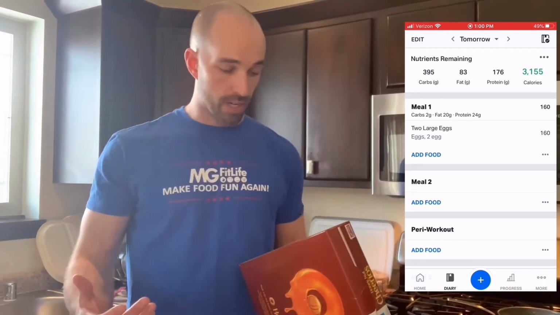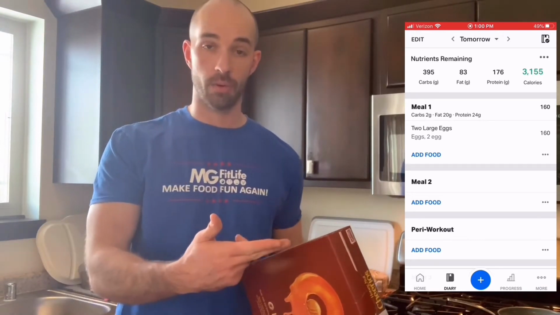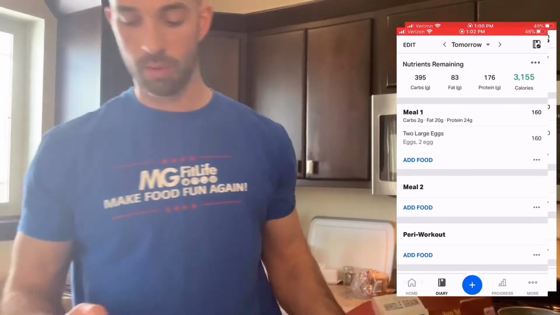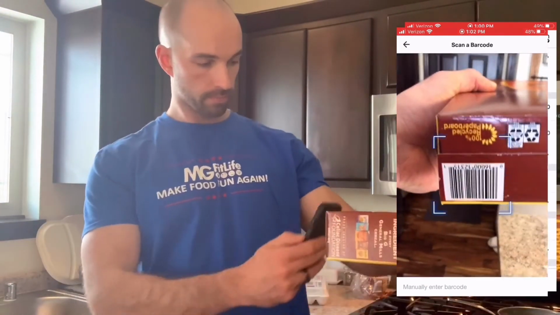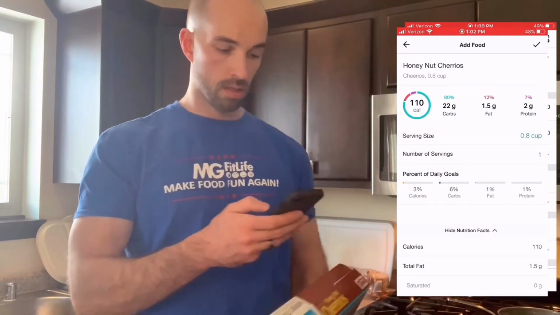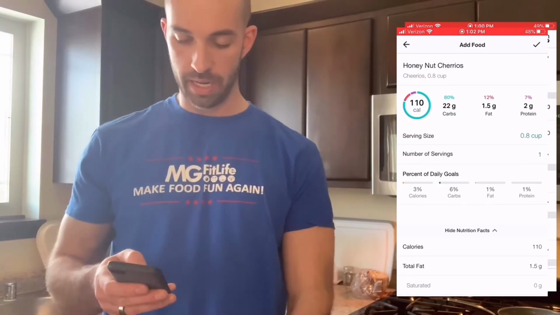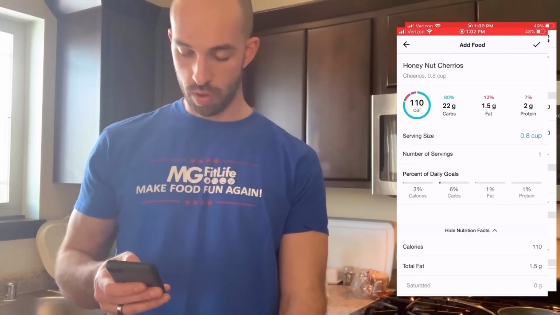Now, we know that if one serving weighs 28 grams, and that 28 grams gives us 22 grams of carbohydrates, and I need 66 grams of carbohydrates, we need to multiply that by 3, right? 22 times 3 equals 66. So, same thing we did with the jelly. First thing we're going to do, track our food. So we're going to hit that scanner again. Bam. Okay, it checks out. Yep, 0.8 cups equals 22 grams.